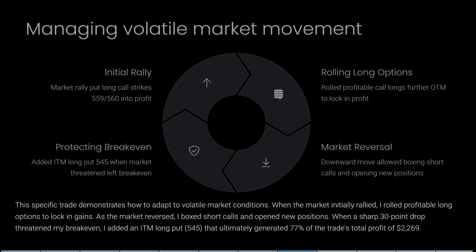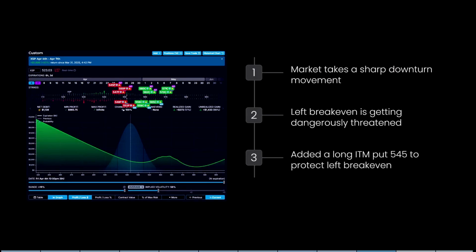In the end, I have made $2,269 in profit, with all break-evens being threatened at some point. And if it wasn't enough, the market made a sharp move 30 points down. The long put was 750 USD in profit, which was 77% of the whole trade's profit. In this picture, you can better visualize the left break-even being saved by the 545 long put.